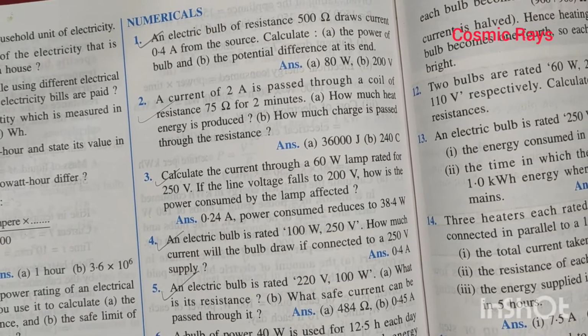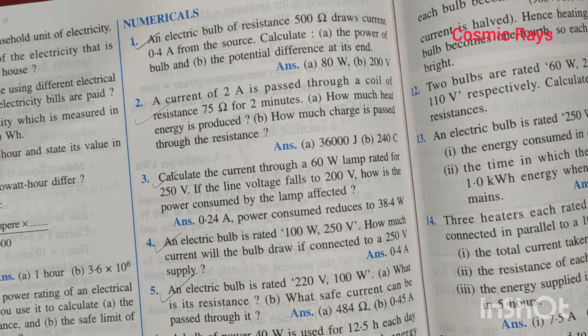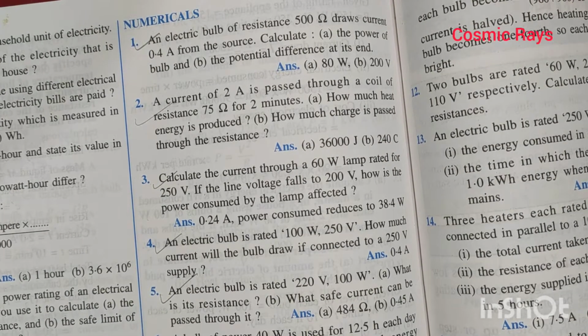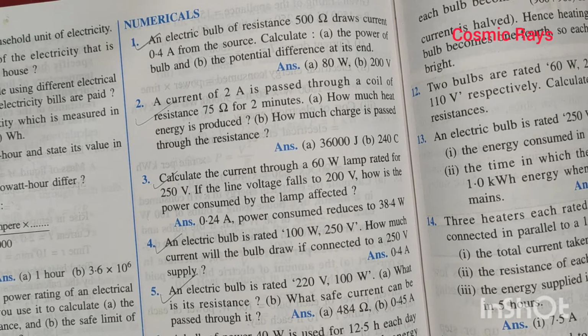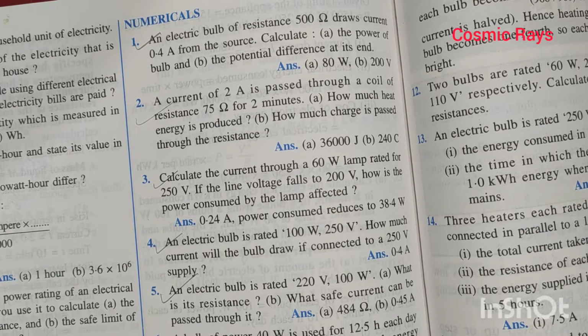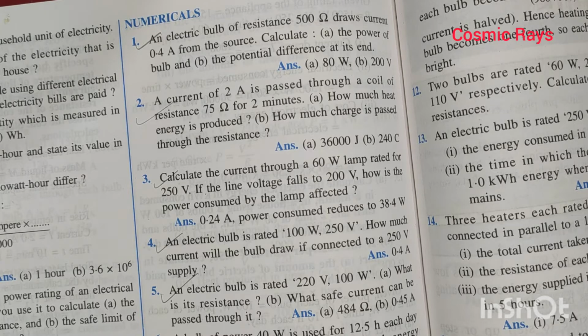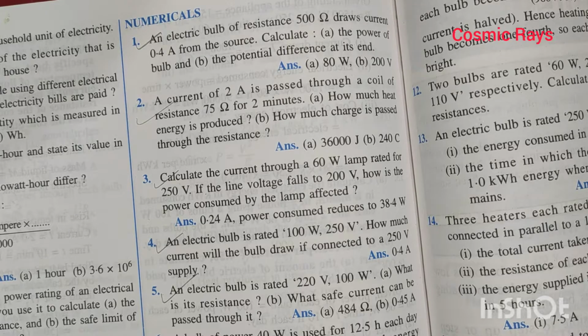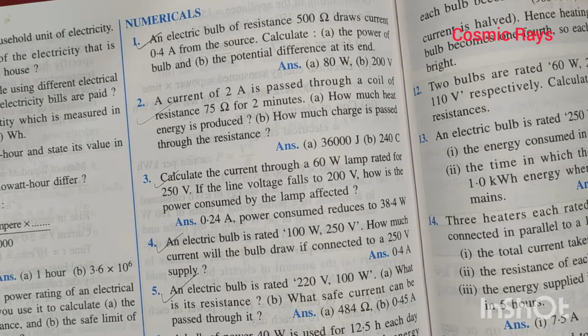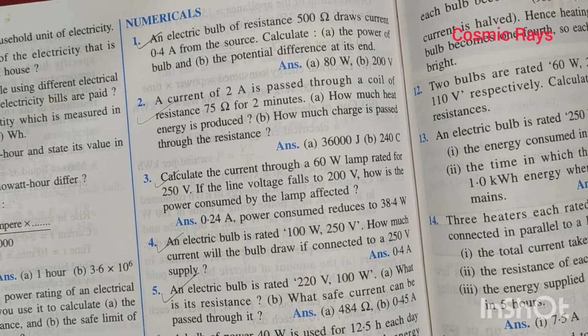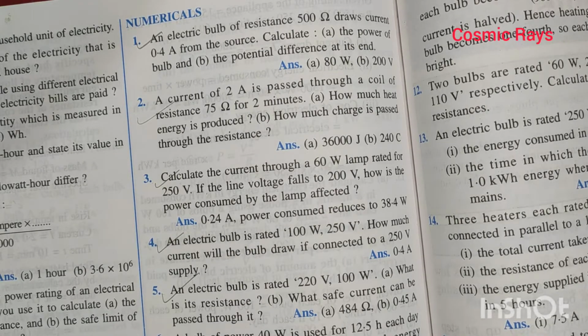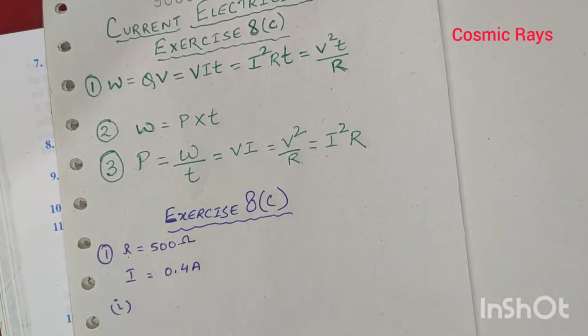Now let's check the very first numerical of this exercise. It says an electric bulb of resistance 500 ohms draws a current 0.4 ampere from the source. We have to calculate the power of the bulb and the potential difference across its end. So let's write the given things. So here we have written the given things.